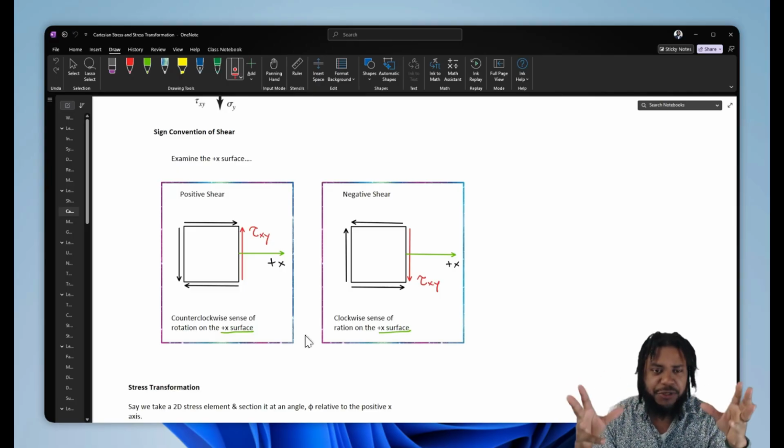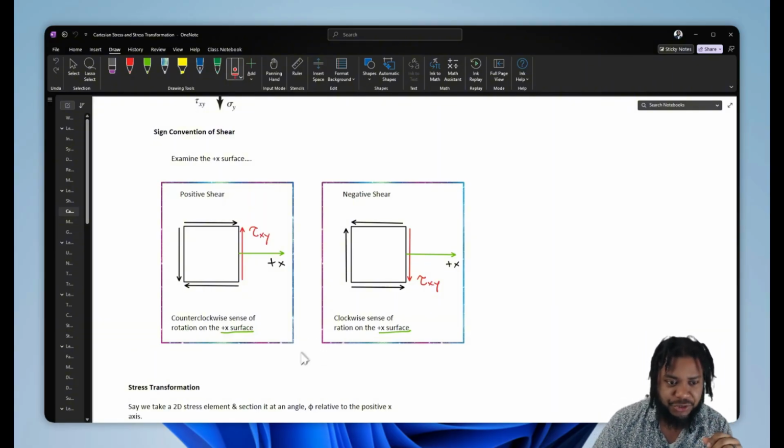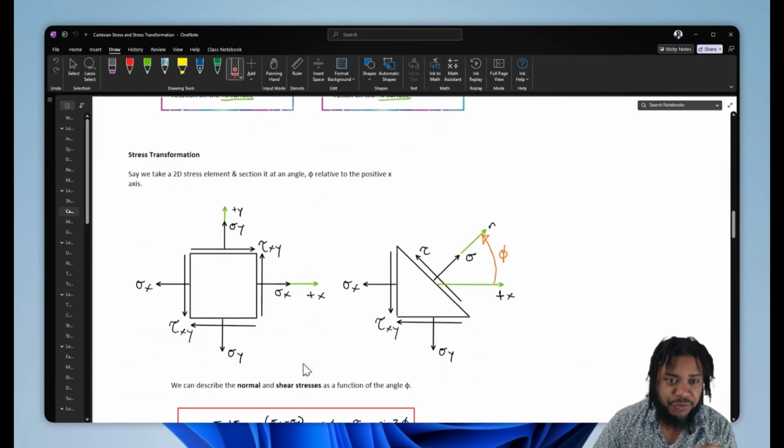There's a body, it's loaded up complexly. We've pulled a subunit from it, and we've got this state of stress. Now, what do we do with this stress tensor? Well, what can we do with it? Let's start with transforming.